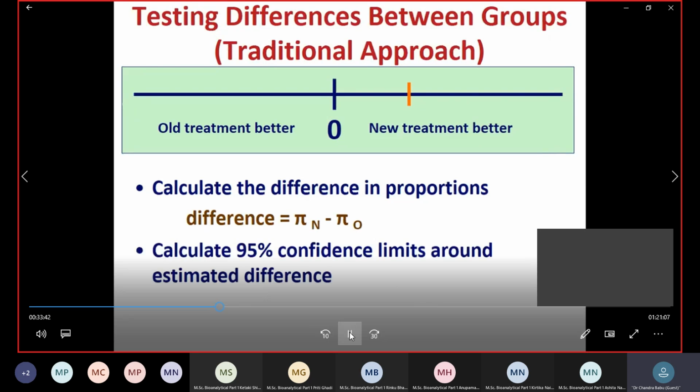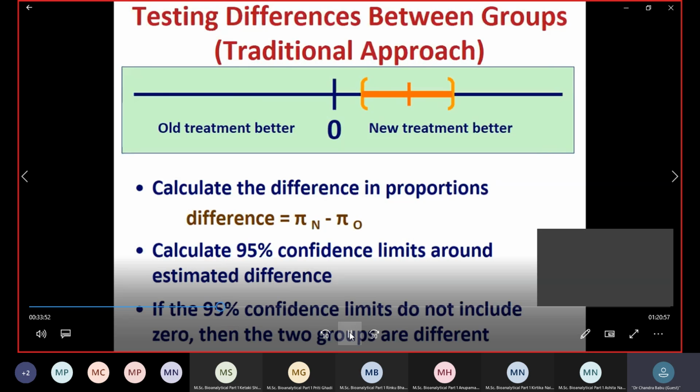Okay. And then I can calculate 95% confidence bounds around that, and draw those. Now, if the 95% confidence limits do not include 0, then the two groups are different. That's how simple traditional testing is.